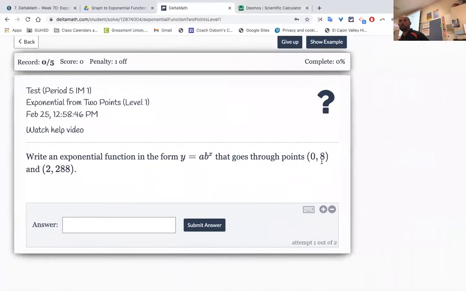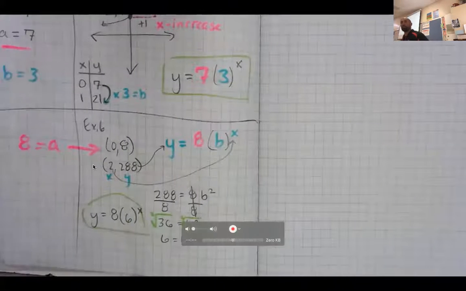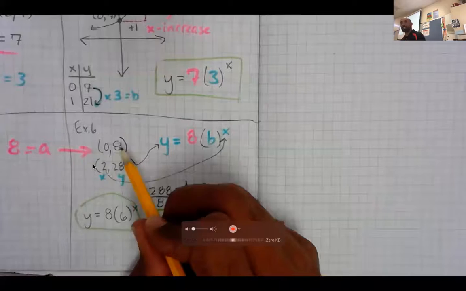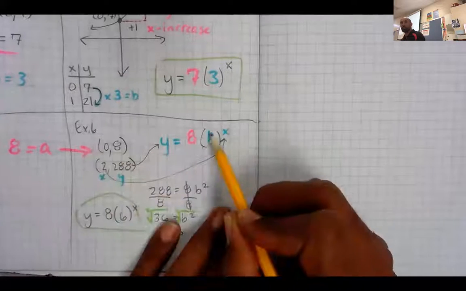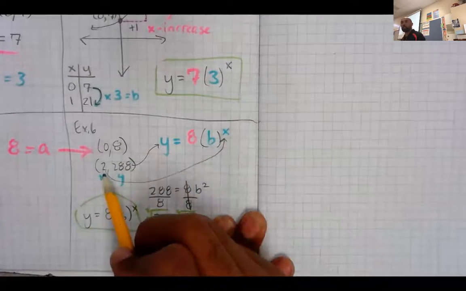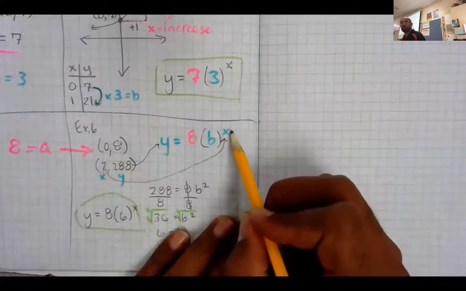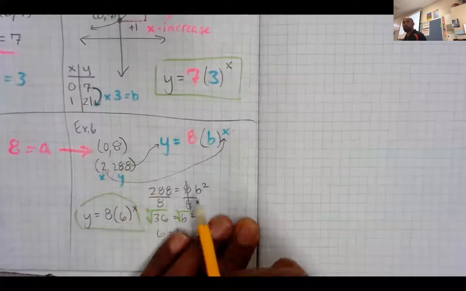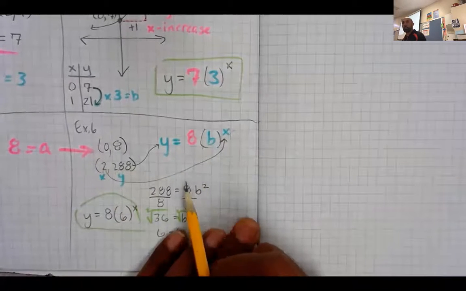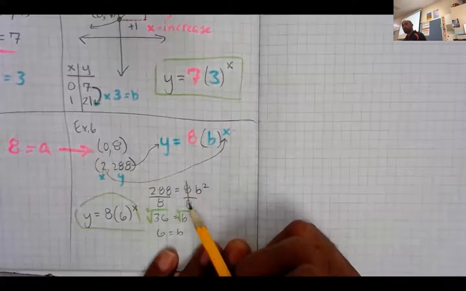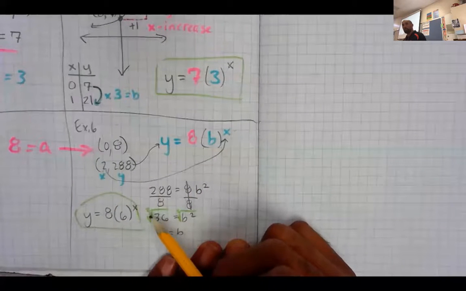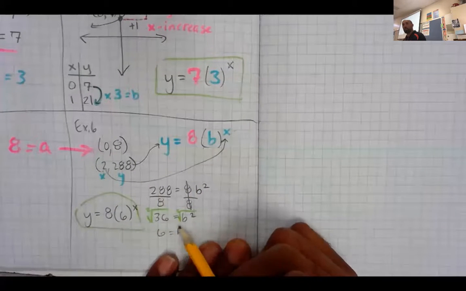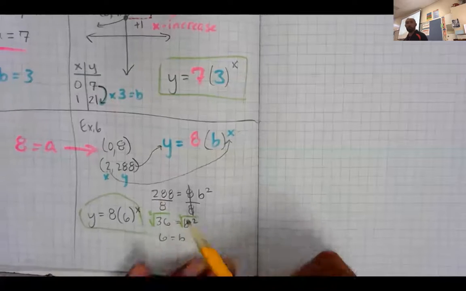This is the week 7D assignment. So 0, 8 and 2, 28 are the two points you need to use to find the equation. I took the 8, which is your a value, and plugged it in here. This is your x value, which I plug into that little x up there, and that's my y, which I plug into the y. So you can see I set it up right here. Then I divided by 8 on both sides, and then I square rooted both sides to get the b value.